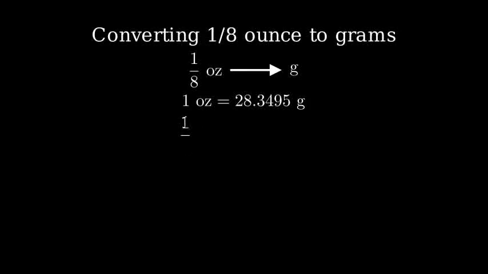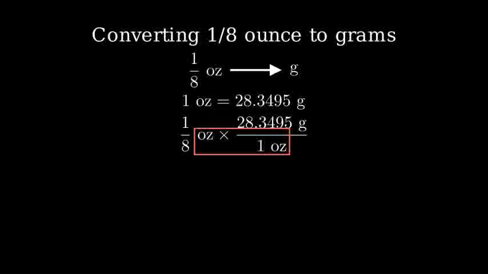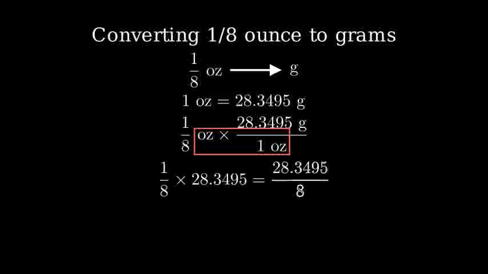28.3495 grams. Let's use dimensional analysis to solve this. We'll multiply our starting value by a conversion factor that will let the units of ounces cancel out, leaving us with grams. Now, let's set up our calculation. We have 1/8 times 28.3495 divided by 1. This gives us 28.3495 divided by 8.